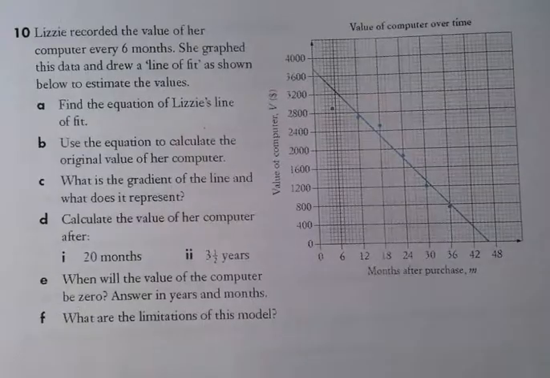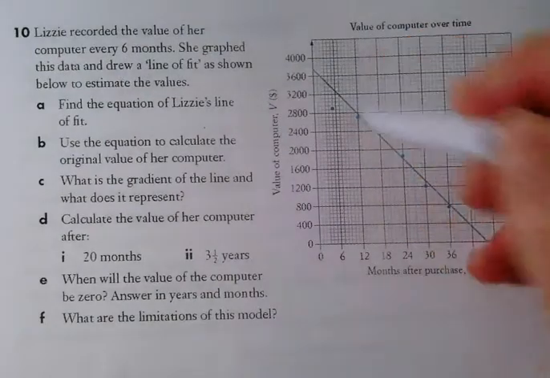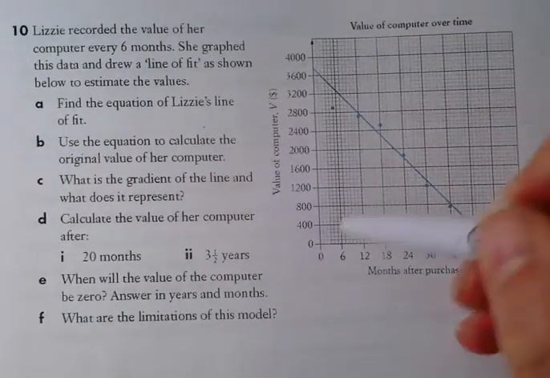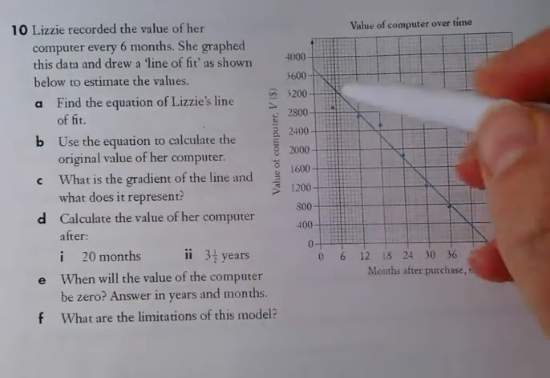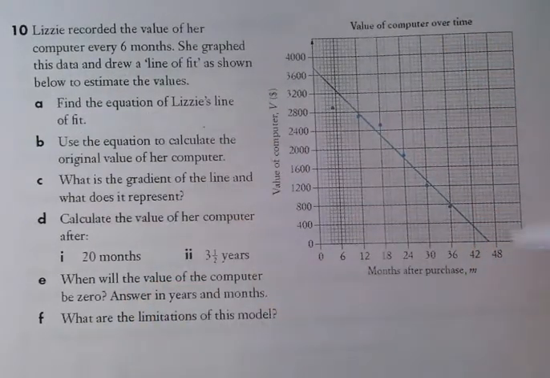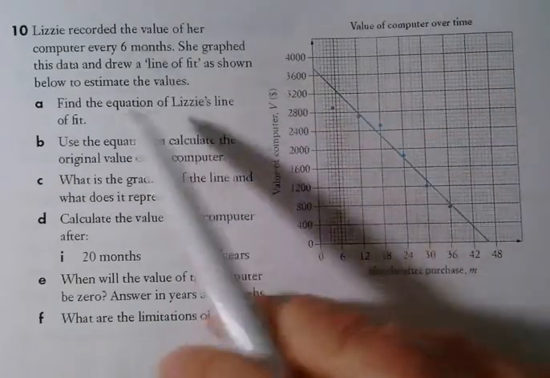Okay, question 10. Lizzie recorded the value of her computer every 6 months. It looks like the value of the computer is going down. Can we have the time frame there? She graphed this data and drew a line of fit as shown. So she's just drawn a line of best fit through the dots to estimate the values.